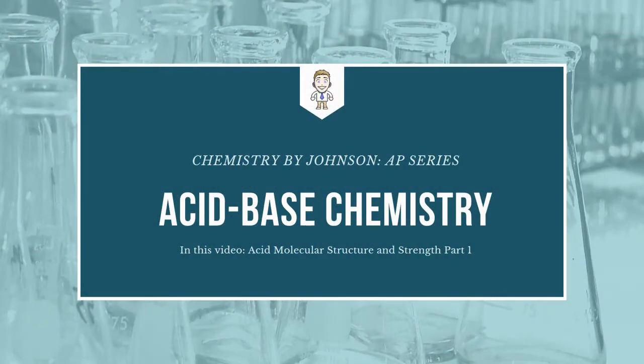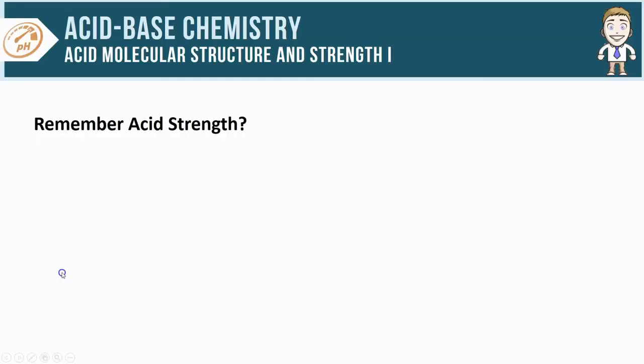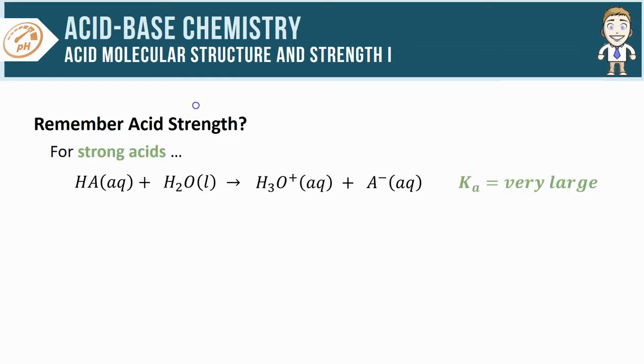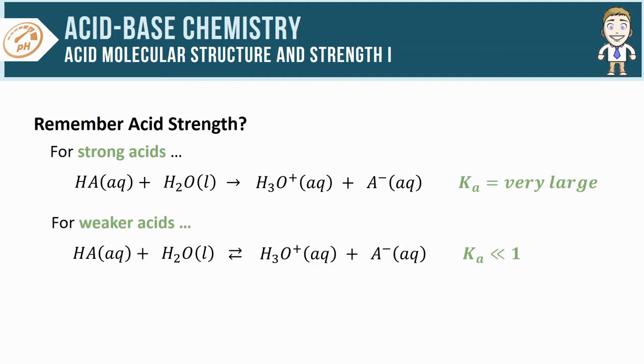Hey everybody, in this AP Chem series video, we're going to take a look at how an acid's molecular structure can impact its strength. First, remember that we've already seen strong acids or stronger acids have very large Ka values and will make lots of H3O+ and conjugate base A-, whereas weaker acids have smaller Ka values, producing less H3O+ and less conjugate base A-.